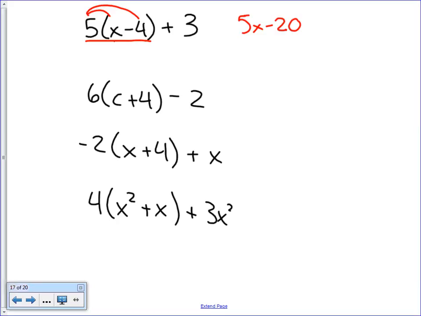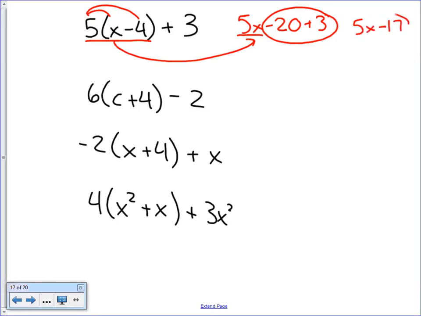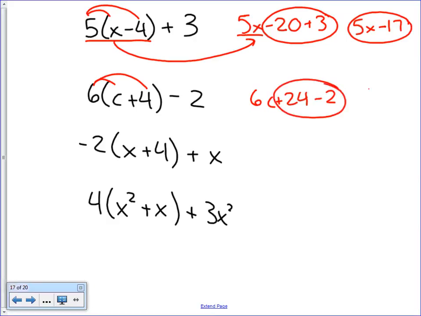Okay. So this becomes this, but I still have that plus 3 on the end. So we have to ask ourselves, what can we combine here? If you look at the 5x, there's no other x terms, but I can combine those numbers together. So negative 20 plus 3 will give me a negative 17. So my final answer will be 5x minus 17. For the next, let's also distribute first. 6c plus 24. And then we still have that minus 2 on the end. I can combine those numbers together. So my final answer will be a 6c plus 22.